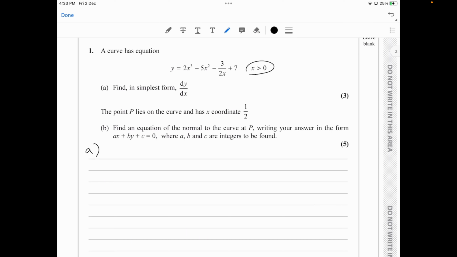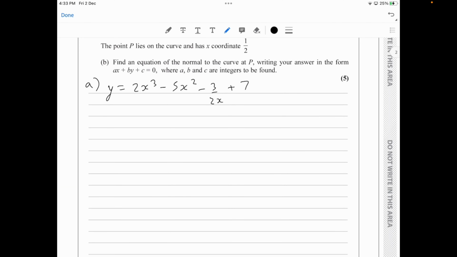So the first part, what we're going to do is write down the same equation over here so that we can see it clearly. It's very important that you write this down. So 2x^3 minus 5x^2 minus 3 divided by 2x, plus 7. Now what I would like you to do is simplify this equation. Let's write all the x's in terms of their powers.